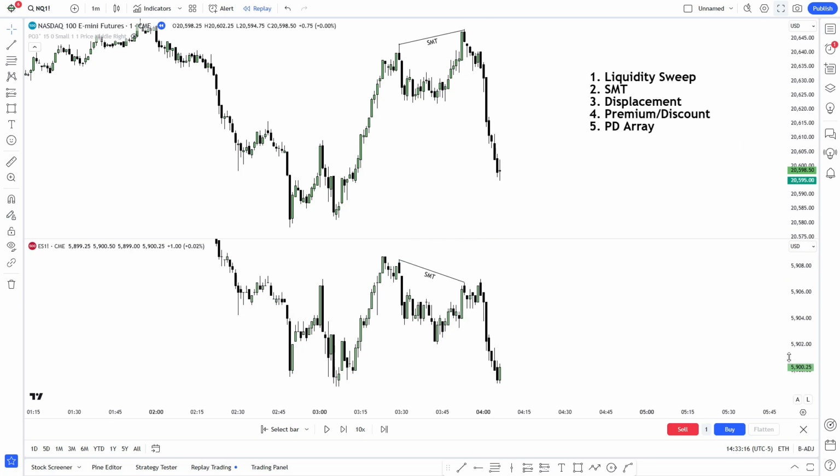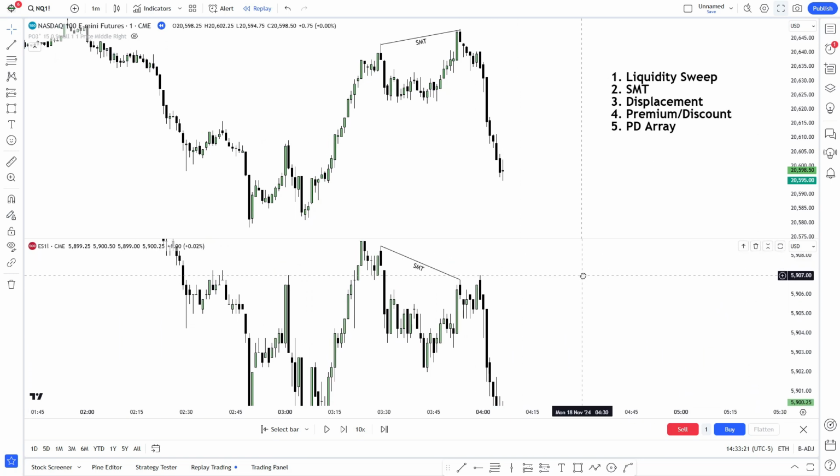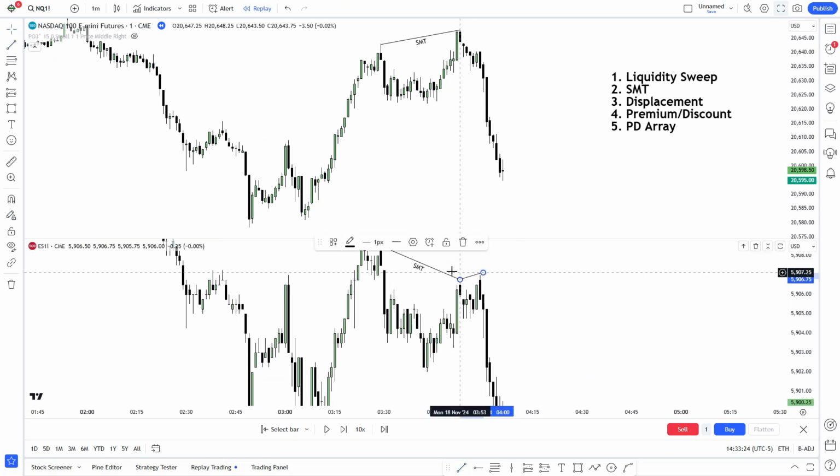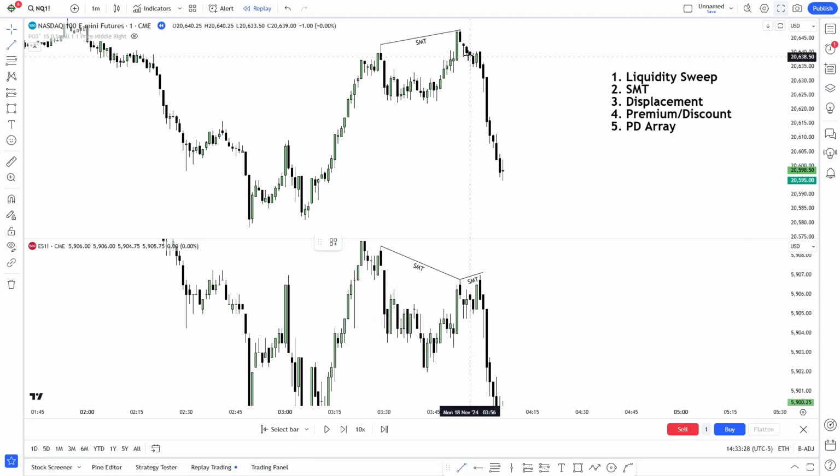But following on from that, we then get displacement. However, if you look closely, we get another SMT at the highs right here. Right here, we make a higher high on ES. However, if we look here on NQ, comparing the exact same highs, we failed to make a higher high. So we have another SMT.